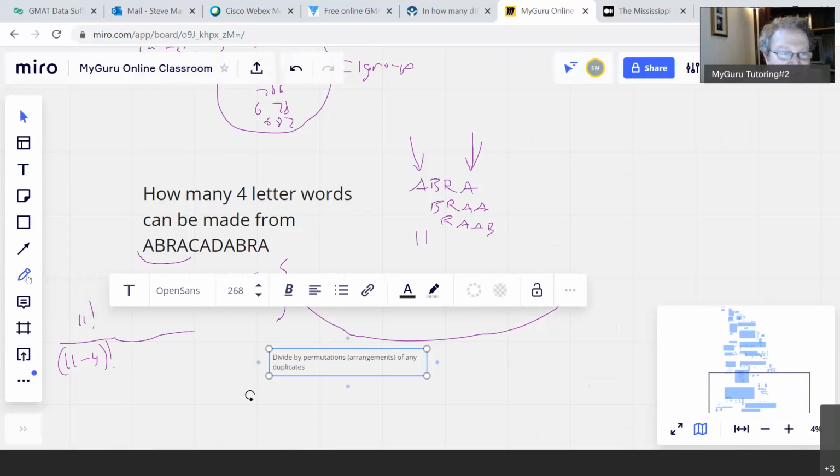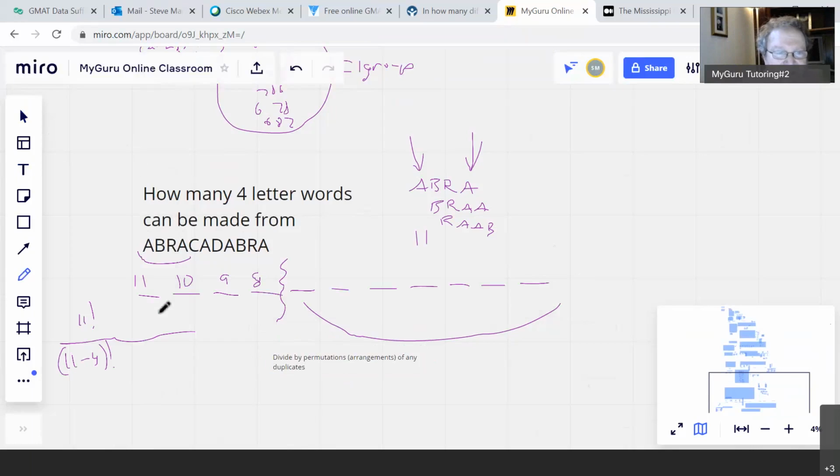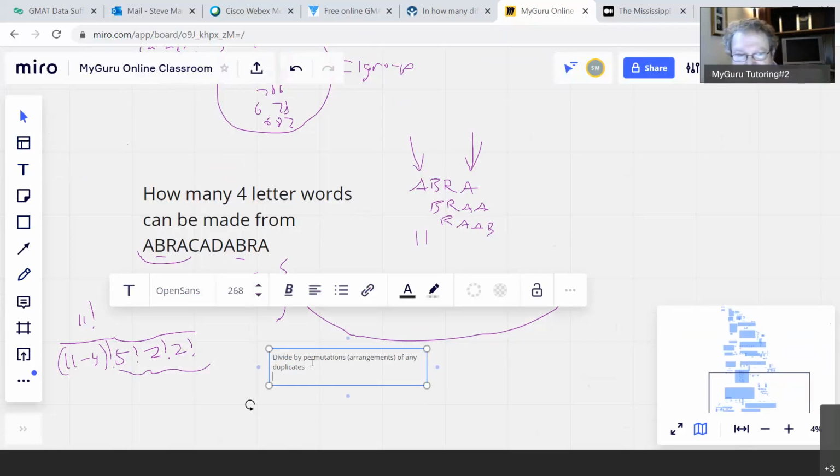So how many repeated A's do I have? I've got 5 repeated A's. So all the ways that I could take that group of A's and arrange them, I don't want to count them. I want to divide through. All the ways that I can arrange those 2 B's, I don't want them. I want to divide through, right? What else is repeated? The R's are repeated as well. So everything that's repeated is going to be divided through in the denominator. You can think of it like redundancies are divided out in the denominator.